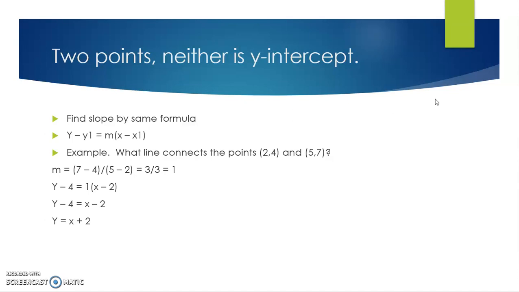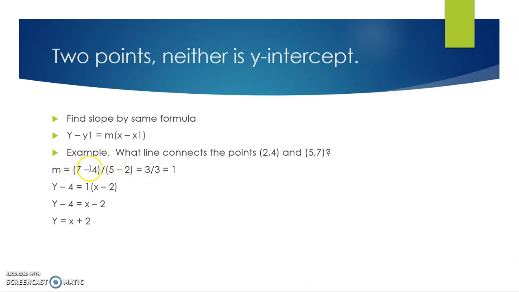So you use the same formula to figure out the slope, and then we've got this thing. Here, y1 does not represent y times 1. It actually means the y-coordinate of one of your points. And x1 means the x-coordinate of the same point. Okay, so here's an example. What line connects these 2 points?